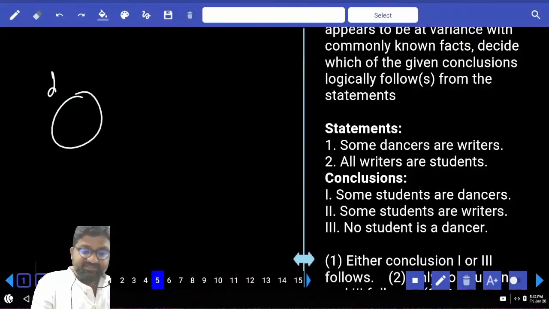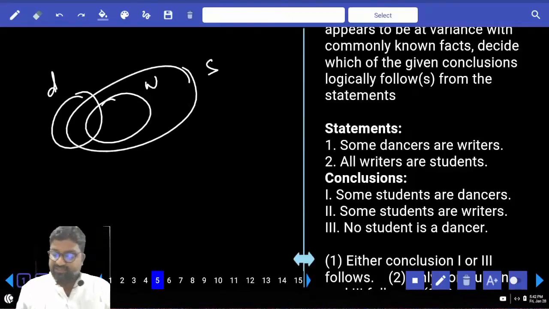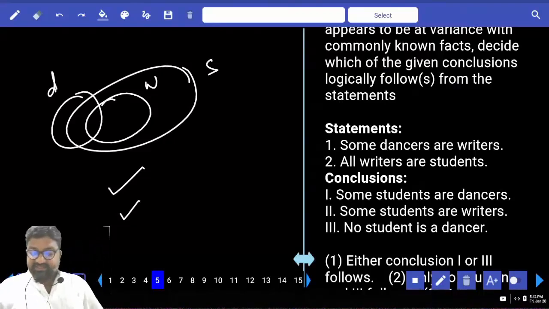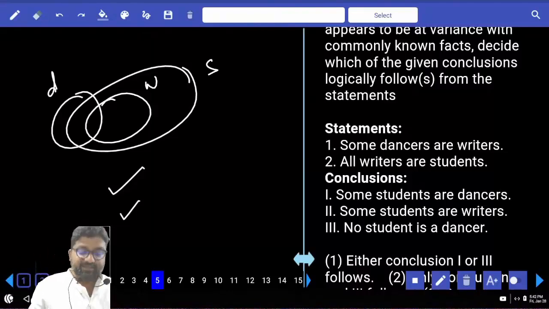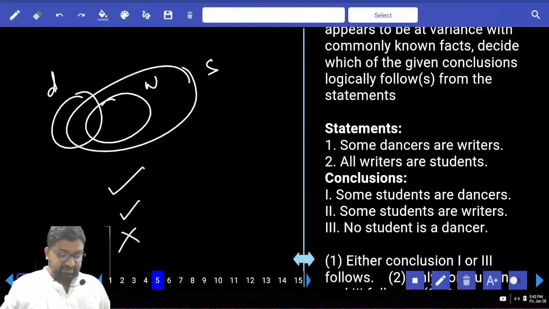Some dancers are writers. All writers are students. First conclusion: some students are dancers. Yes. Some students are writers. Yes. No student is a dancer. He says there is no relationship between student and dancer. But when I look at the diagram, there is a relationship between student and dancer. This is wrong. What's your answer? 1 and 2 follow. Clear?